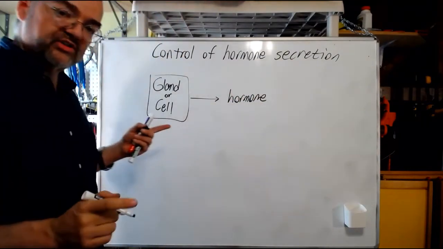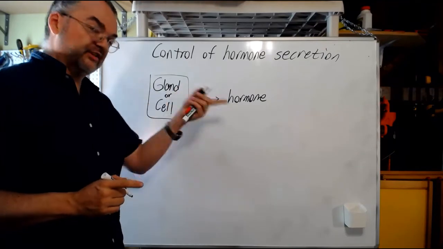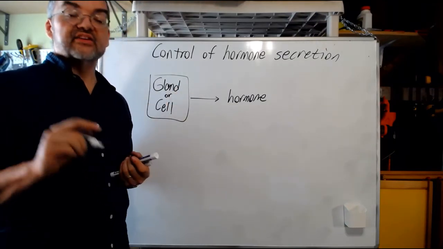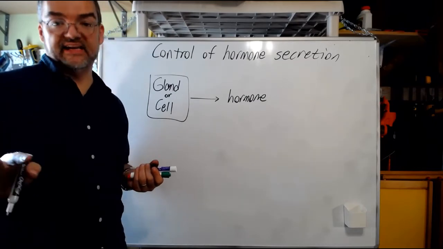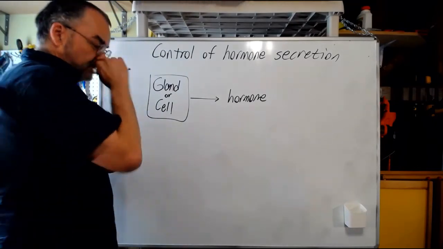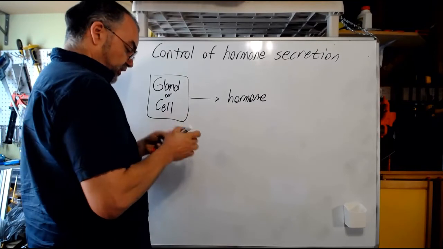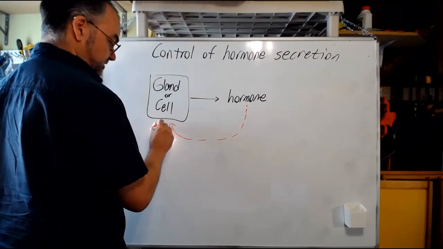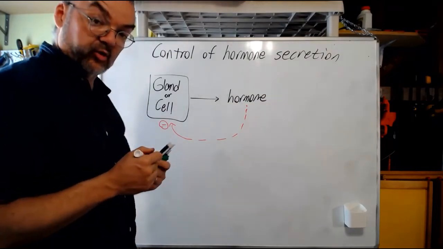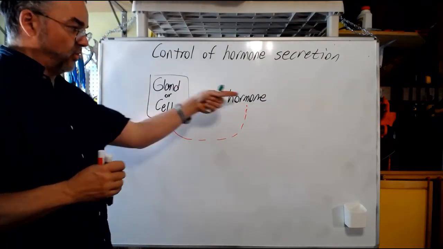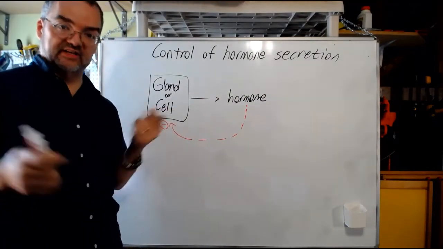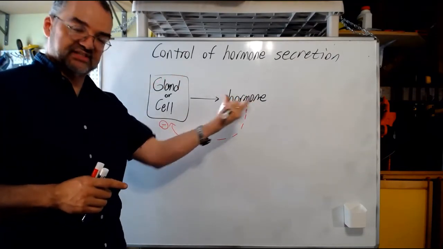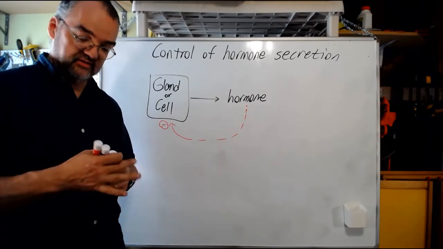Now, one question is, how do we know when to produce the hormone, and how do we know when to stop producing the hormone? Usually, there's going to be some kind of negative feedback system involved. Sometimes, the hormone itself is a signal to the cell to stop secreting the hormone. So we make the hormone, and then when we see the hormone, we say, okay, I don't need to make any more hormone. That would tend to result in a small but steady amount of hormone in the blood.